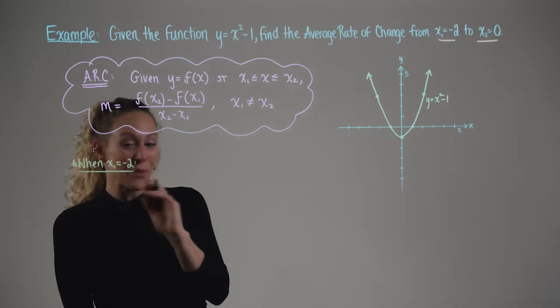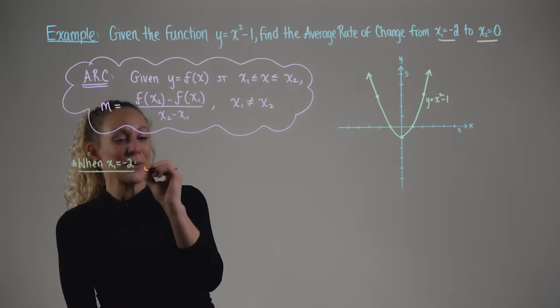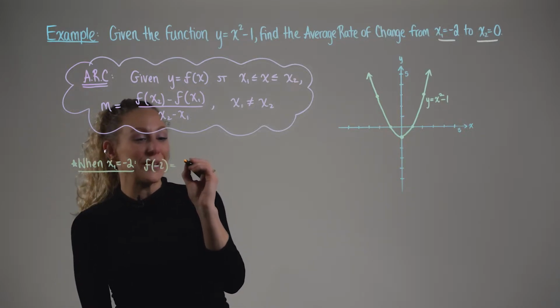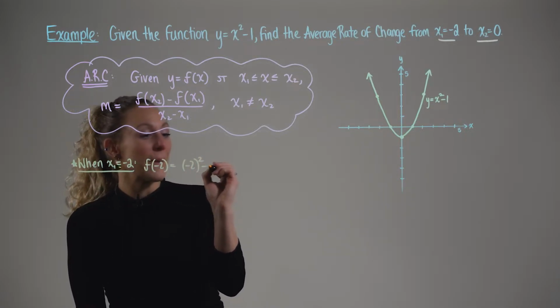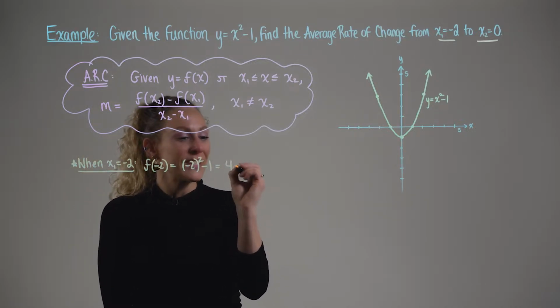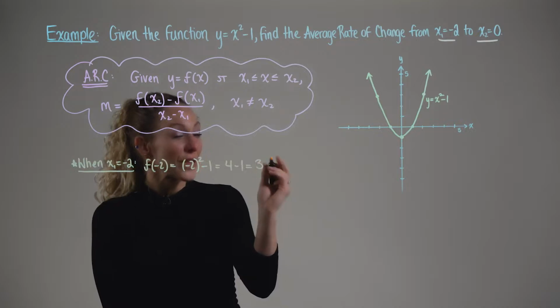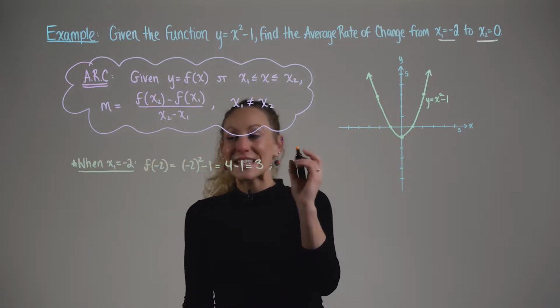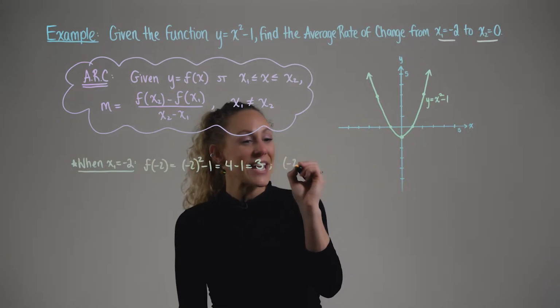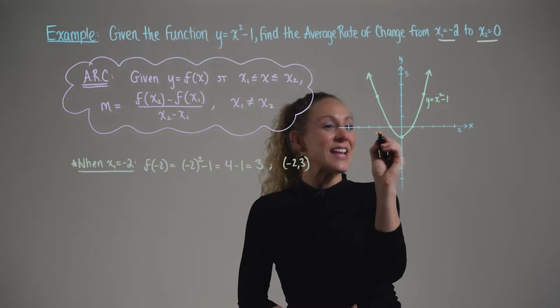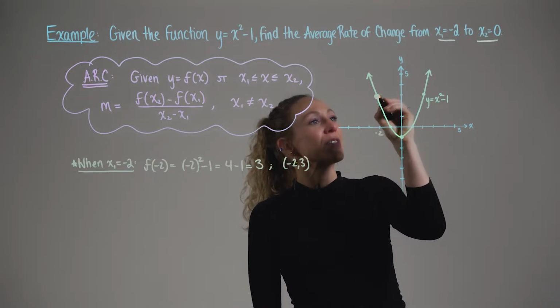So when x sub 1 is equal to negative 2, we can say that f of negative 2 is going to be equal to negative 2 squared minus 1. So negative 2 squared we know is 4, and 4 minus 1 leaves us with 3. So the first point on the graph we are considering is the ordered pair negative 2, positive 3. So we can say when x is negative 2, y is positive 3.